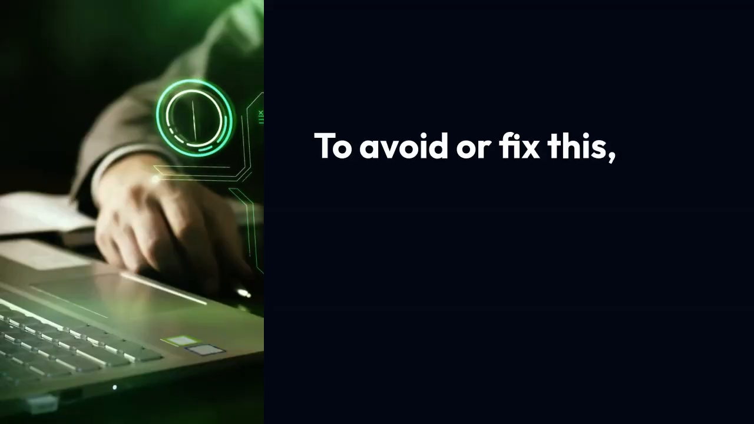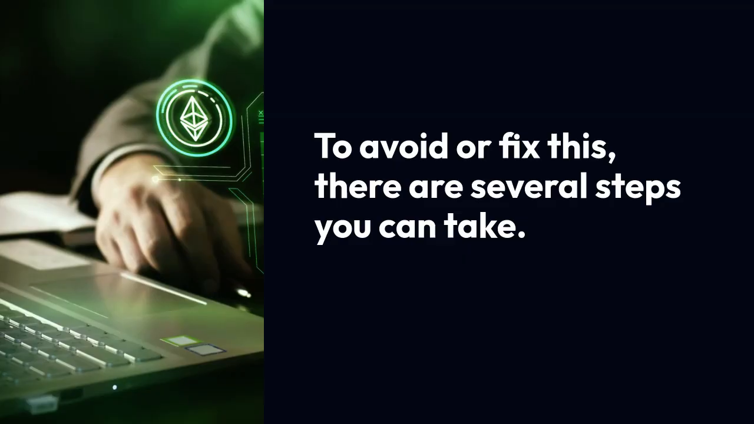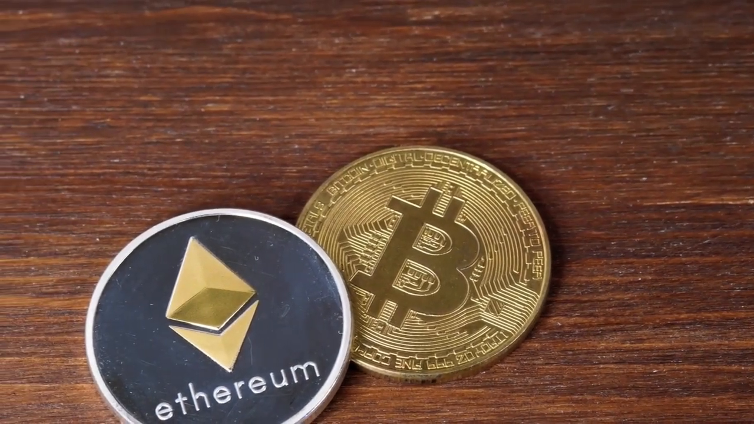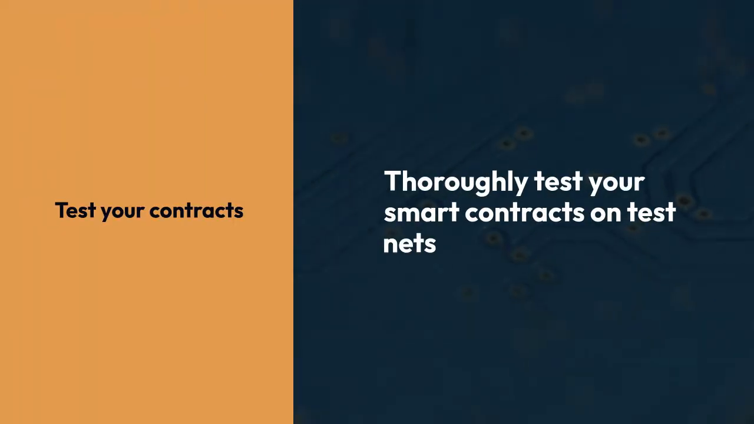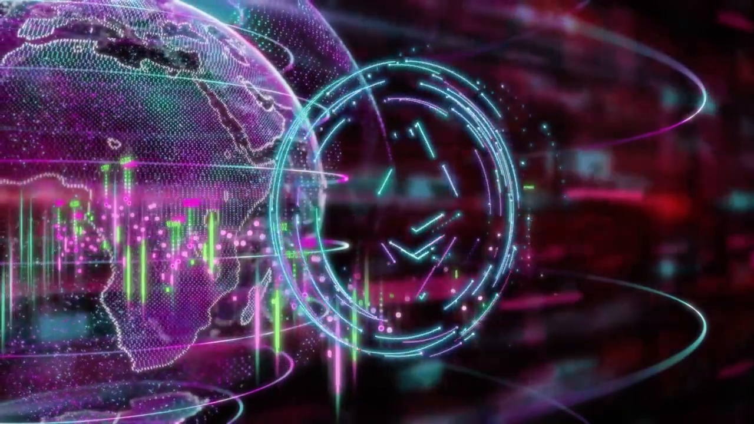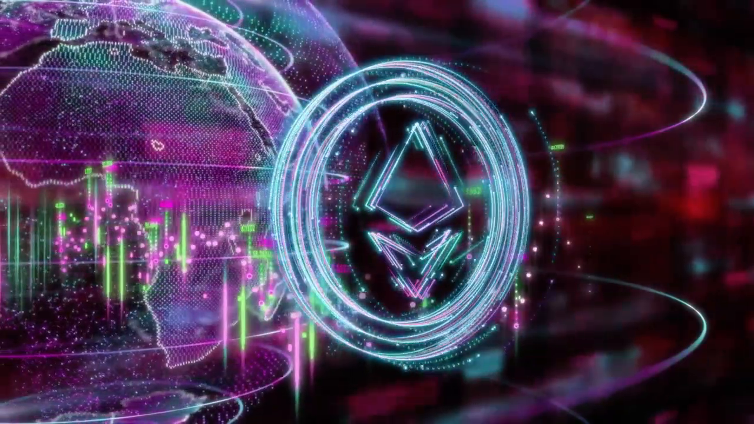To avoid or fix this, there are several steps you can take. Always ensure you are using the latest stable versions of your smart contract compilers, like Solidity. Thoroughly test your smart contracts on testnets before deploying them to the main Ethereum network. This allows you to catch these kinds of errors without losing real funds.